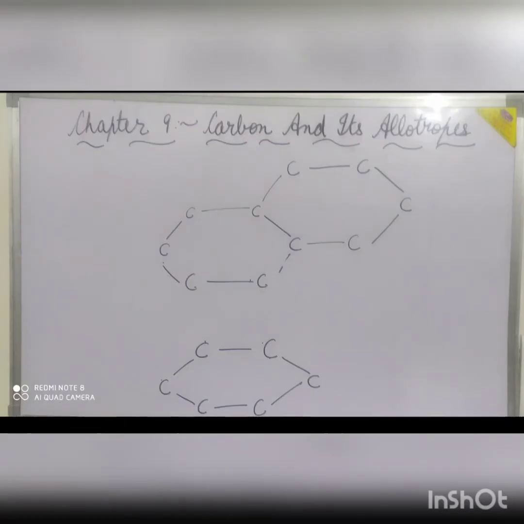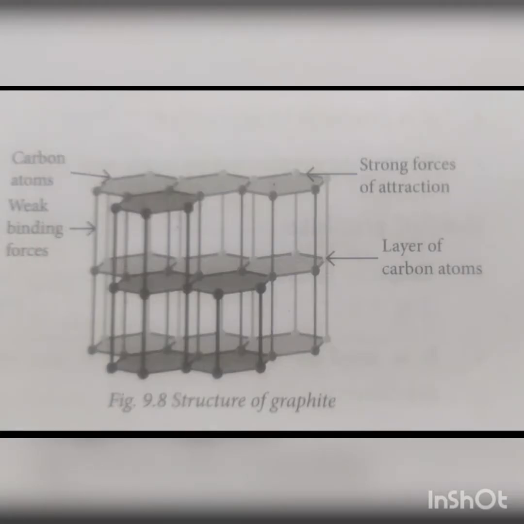In graphite, each carbon atom is bonded to 3 carbon atoms. As you can see in the figure, this one carbon atom is bonded to 3 carbon atoms. These form hexagonal planar rings. The shape you can see, it is hexagonal. These hexagonal planes are arranged one above the other, giving rise to a hexagonal layered structure. You can see different layers are formed in graphite.